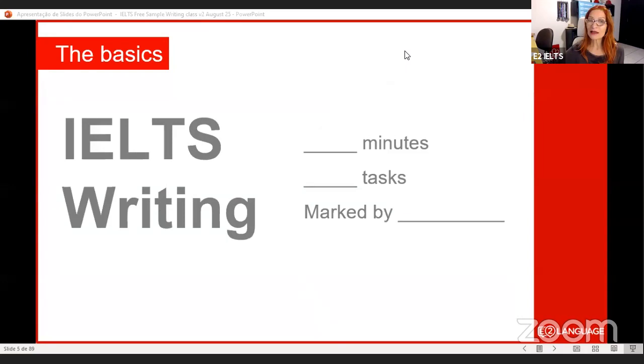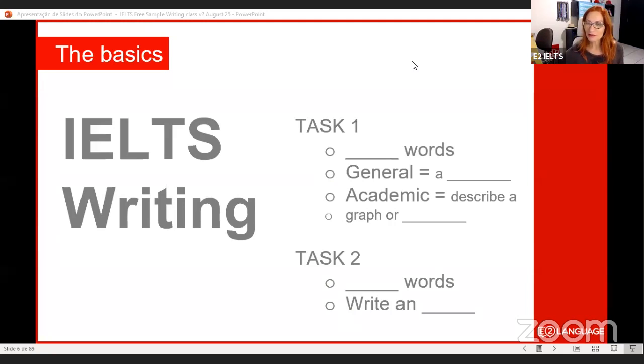Let's start with the basics. You have 60 minutes to do the writing, and you have 2 tasks. It's marked by an examiner, even if you're taking the computer-based test. Task 1 requires 150 words plus. For general, it's a letter. And for academic, it's to describe a graph, charts, or a diagram. It can be either one.